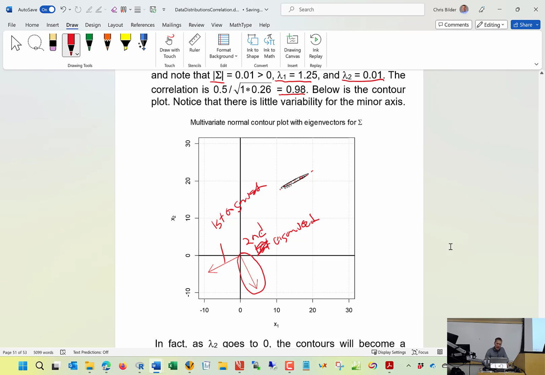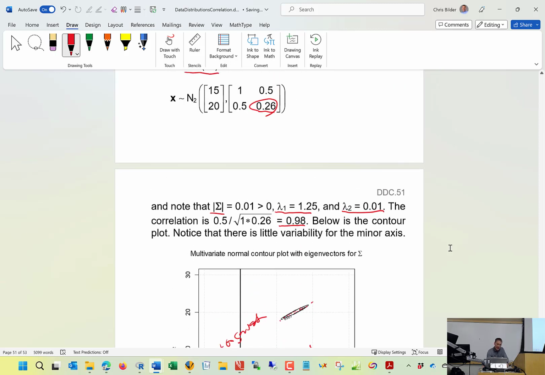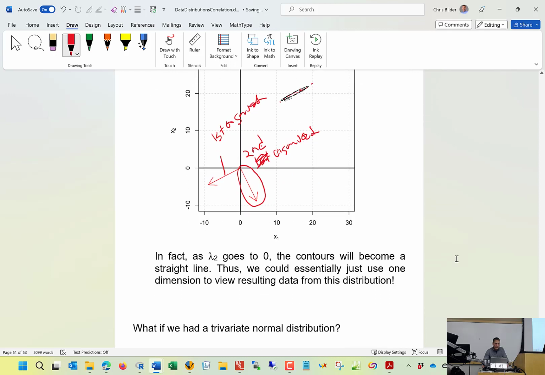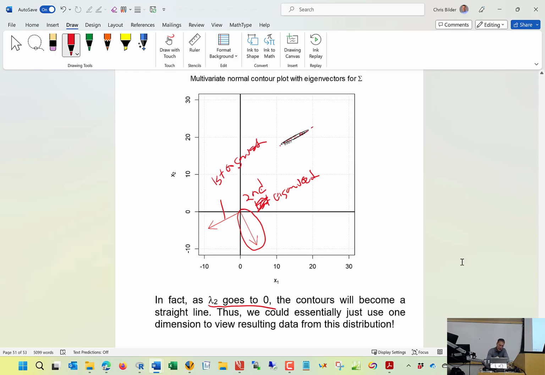And if you wanted to, you could keep on making this variance a little bit smaller. That's going to cause this eigenvalue to be even smaller as well. And eventually, as lambda 2 goes to 0, the contours essentially will become a straight line. Now here's why this is all important to us as we go along this semester.